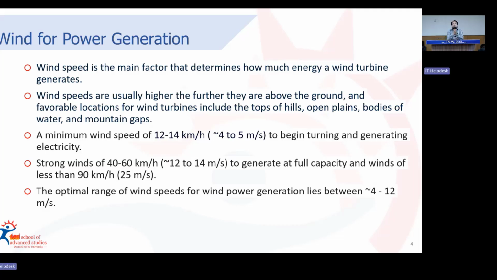In general, a minimum wind speed of 12 to 14 km per hour, or 4 to 5 meters per second, is required in order to generate electricity from a wind turbine. Strong winds of 40 to 60 km per hour, that is 12 to 14 meters per second, generate at full capacity, and winds of less than 90 km per hour, that is 25 meters per second, are considered to be the safe region. The optimal range of wind speed for wind power generation lies between 4 to 12 meters per second.